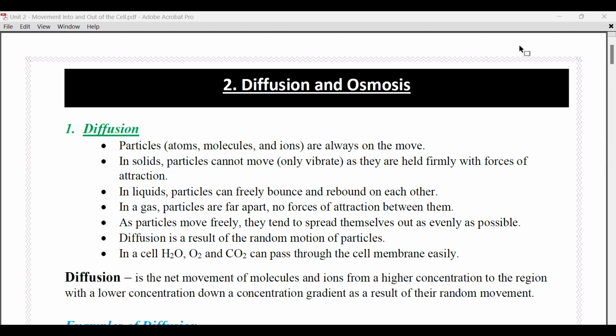movement of particles. Now, as you all know, particles are always on the move. When considering solids, particles vibrate about a fixed position. In liquids, particles slide over each other, and in gases, particles are far apart. So this random movement of particles in all states of matter causes particles to evenly spread out in given conditions, thus leading towards the concept of diffusion.